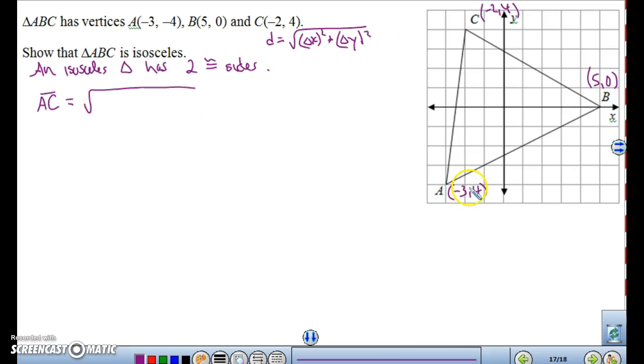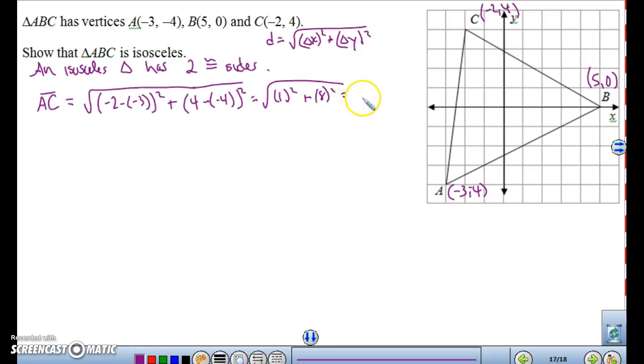The distance between the x's, all right, so it's going to be -2 minus -3, watch your signs there, squared, plus 4 minus -4 squared. All right, so -2 minus -3 is 1 squared. 4 minus -4 is 8 squared. So that's equal to the square root of 1 plus 64, which is the square root of 65. Now we can leave it like that for a second. That's perfectly fine.